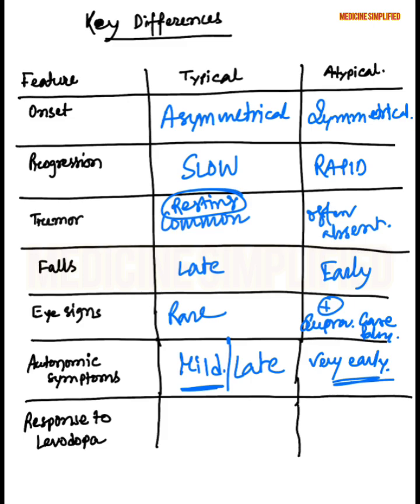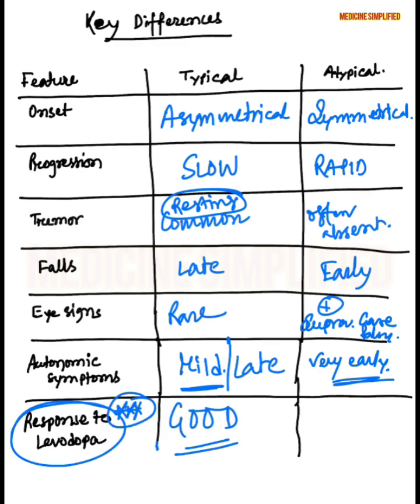And last but not the least, response to levodopa. It is very important. Response to levodopa will be very good in the typical variety and very poor in the atypical variety. Okay, so that is a glance at the key differences of typical and atypical Parkinson's.